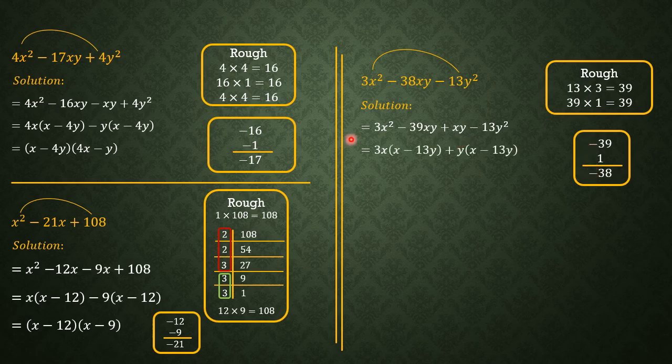Now the common term is 3x: 3 ones are 3, x will be left, and 3 threes are 9, y will be as it is. Now the variable y is common, x is as it is, minus 13 is also as it is, and 1 will be left here. The left terms are x minus 13y and 3x plus y. Dear students, this is the last part of this question, like all of this type, splitting the middle term.